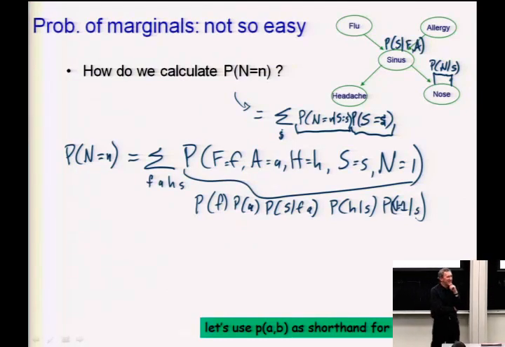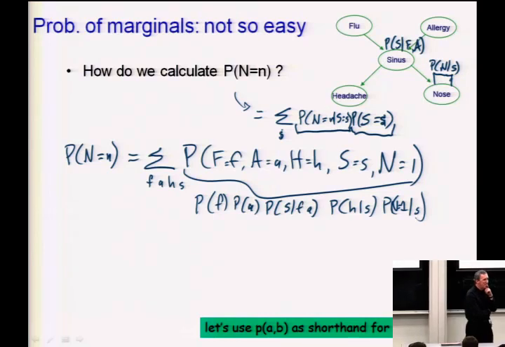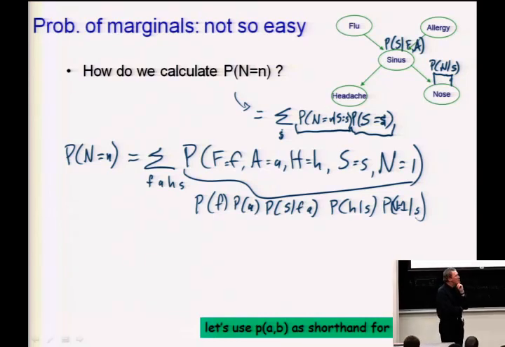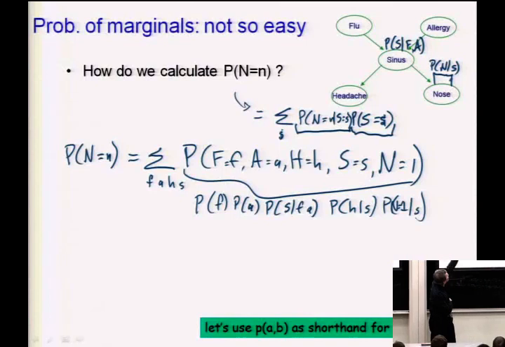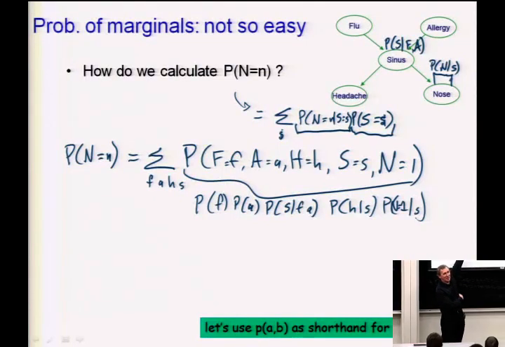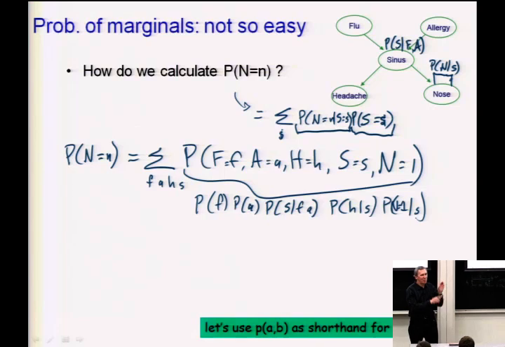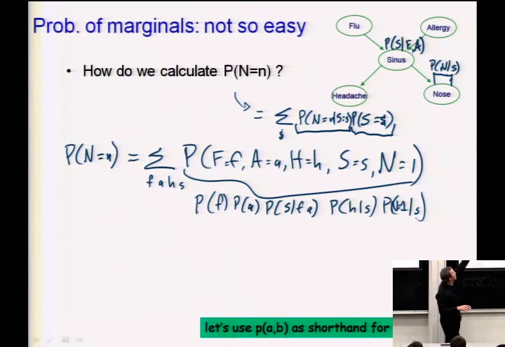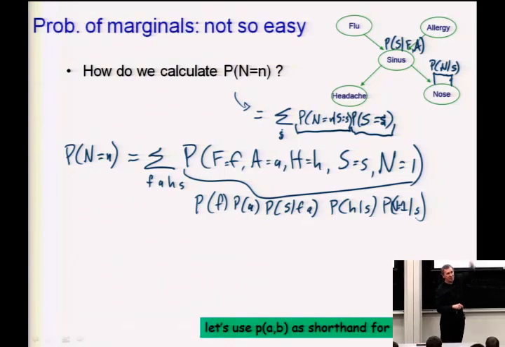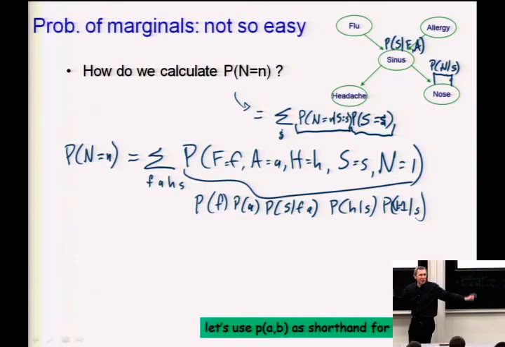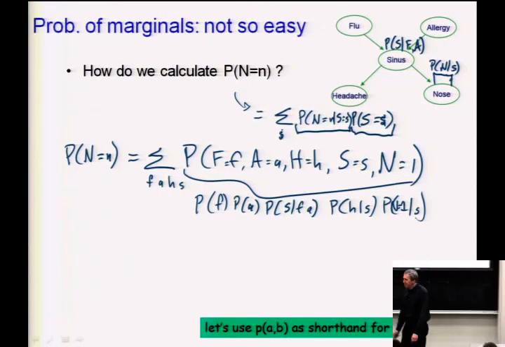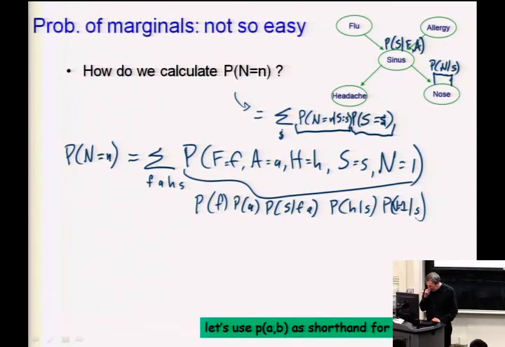Yes? Since we're observing the value of sinus, does that mean it's unblocked? Well, see, the thing is we're not observing any of those variables. That's why we have to sum over all their possible values. When I say summing over F, A, H, and S, I mean summing over all the possible 0, 1 values. So there are 16 possible. There are 16 terms in that sum. Okay?